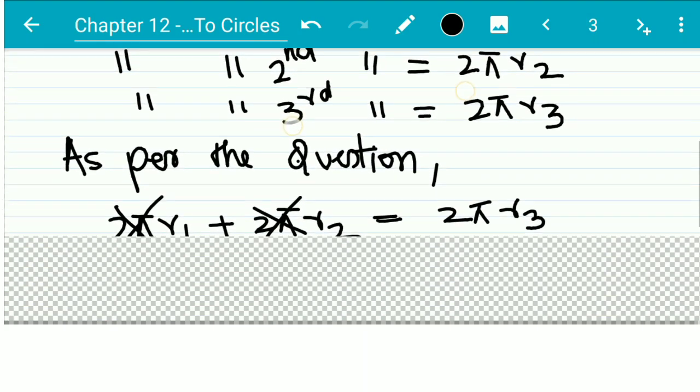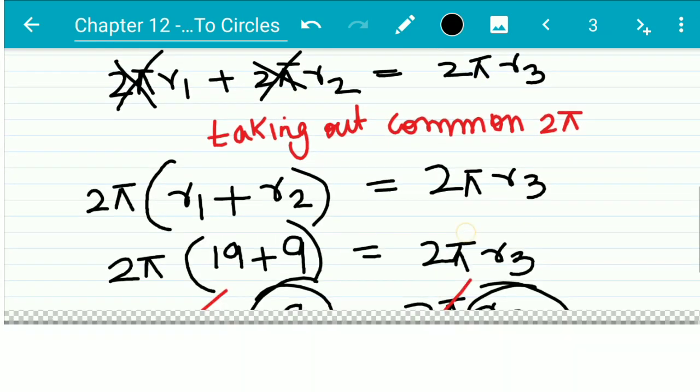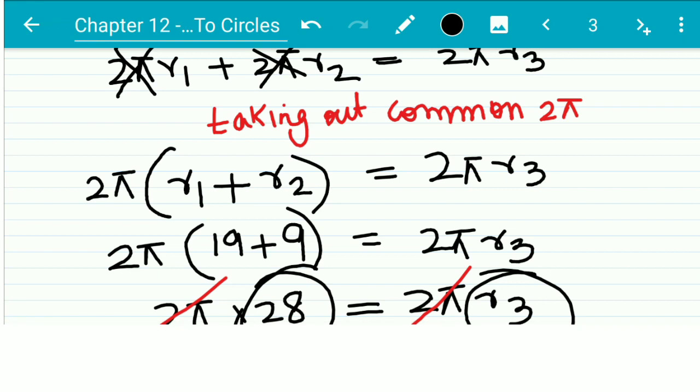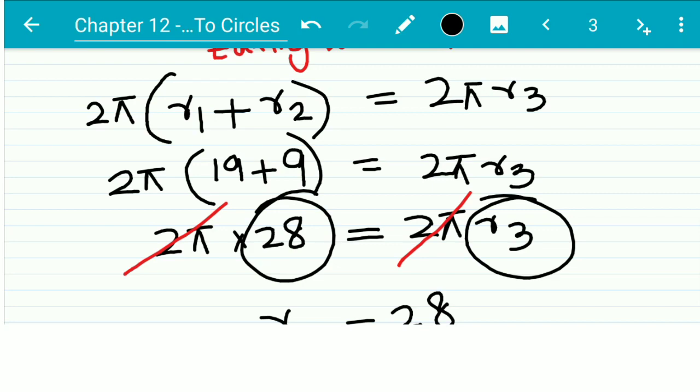Now as per the question, the sum of the circumferences of the first two circles is the circumference of the third circle. So you can write 2 pi r1 plus 2 pi r2 equal to 2 pi r3. By solving this, I have taken out 2 pi outside. So it will be 2 pi into (r1 plus r2) equal to 2 pi r3. Then I have substituted the value of r1 and r2. So we will be getting 2 pi into 28 equal to 2 pi r3.